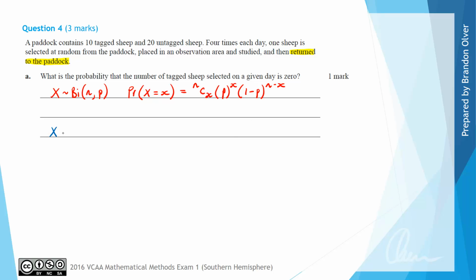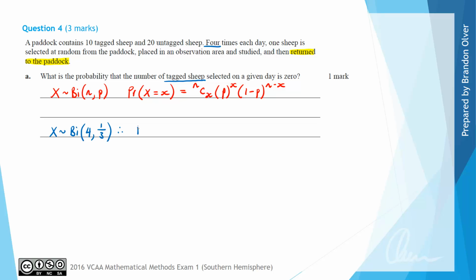So for this question, our discrete random variable is distributed as a binomial random variable, and the number of trials is 4 because we're selecting 4 times each day, and the probability of success, which is selecting in this case a tagged sheep, is going to be 10 out of 30 in total, which is 1 in 3, so a probability of success of a third.